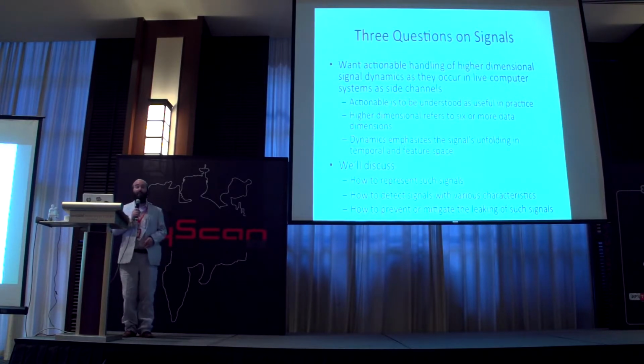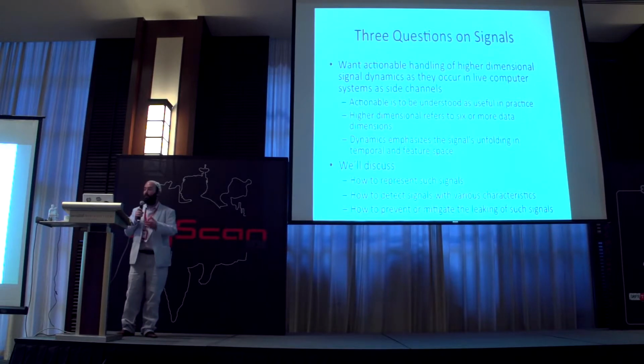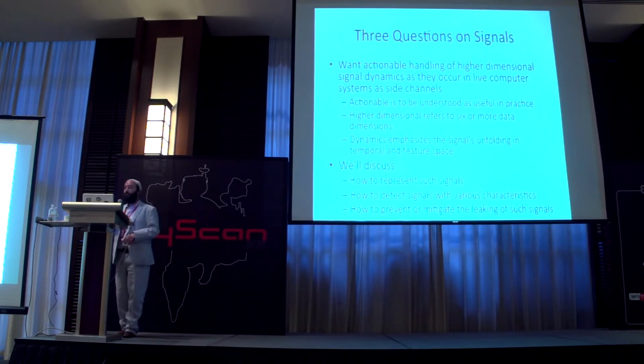The other thing that you have to have, and which is extremely hard, is the dynamics that unfolds in time, so in feature space. So I'm going to discuss in this talk a little bit how to represent such signals. That's going to be very brief because it's only on the screen. How to detect these signals. You'll see some of the more advanced signal detection algorithms based on mutual information. That's relatively new. That only came out about 2 years ago, but it's very useful. And how to prevent or mitigate the leaking of such observables.